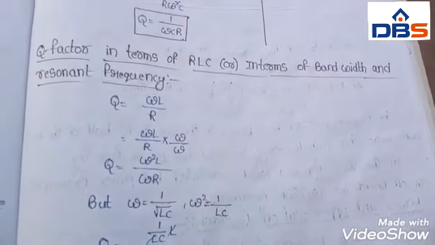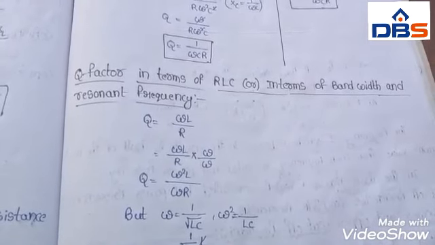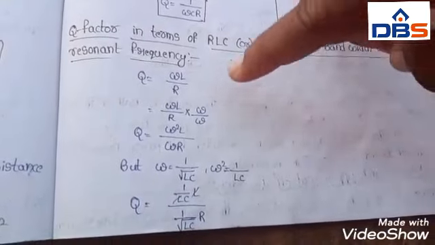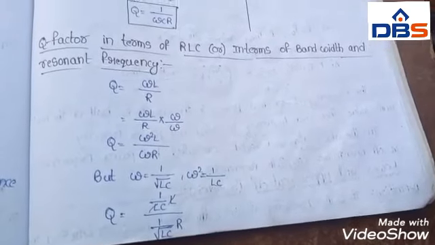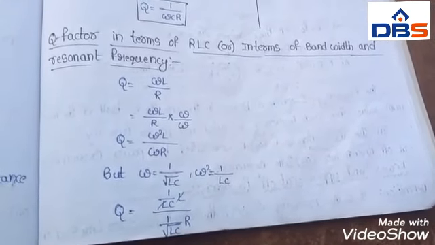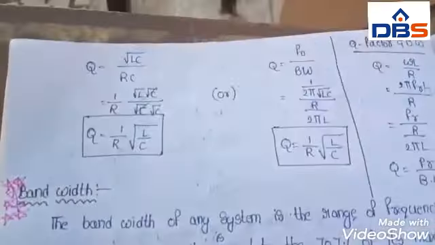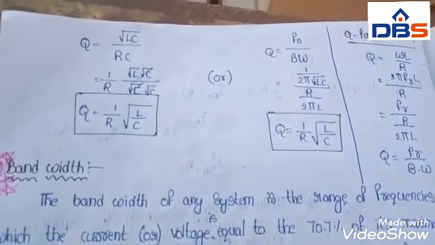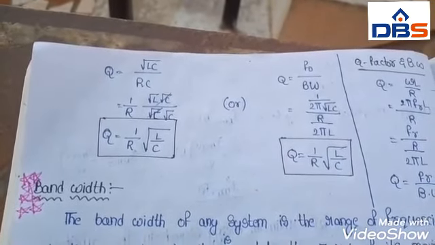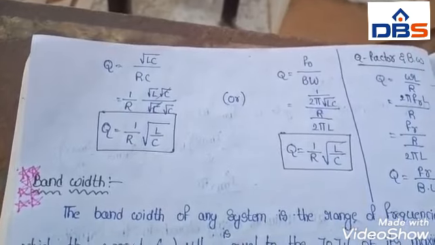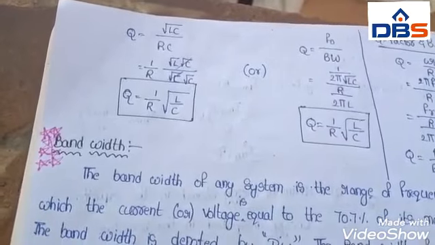So, the general derivation: quality factor in terms of resistor, inductor, capacitor. We know the quality factor is omega L by R. Dividing and multiplying by omega, that is omega square L by omega square R, and we know omega is equal to 1 by root L C, therefore omega square is 1 by L C. Substituting all these, the quality factor is equal to 1 by R root L by C. So this is a combination of resistor, inductor, capacitor. So totally, the quality factor for the inductor is omega L by R, for the capacitor is 1 by omega C R, and in terms of resistor, inductor, capacitor is 1 by R root L by C.